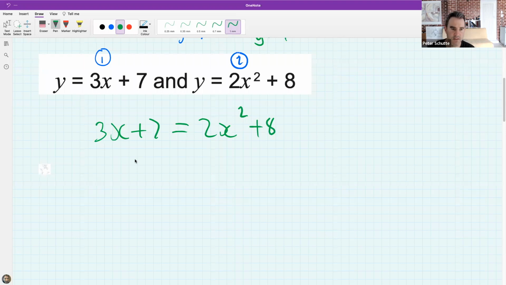Okay, well then the second step was to put this in standard form, and that would be minus 3x minus 7 plus 8.